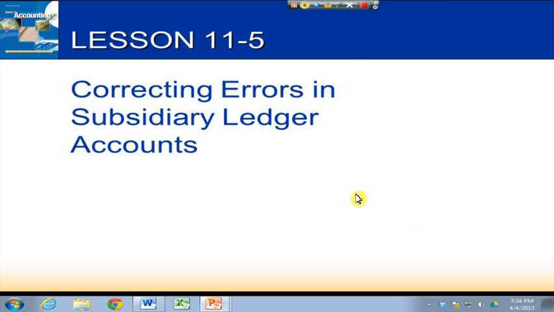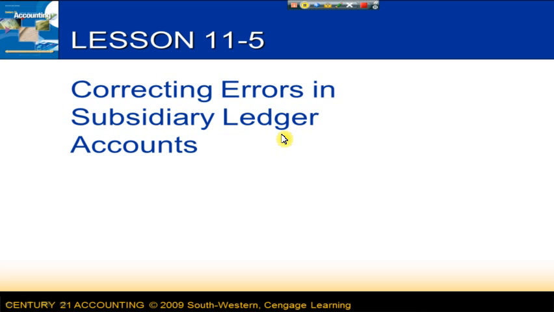This is Accounting 1, Chapter 11, Lesson number 5, Correcting Errors in the Subsidiary Ledger Accounts. Sometimes you may make an error whenever you're recording your information into the subsidiary ledgers that does not affect the general ledger controlling account.